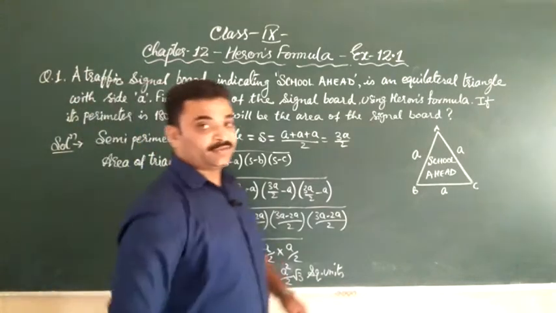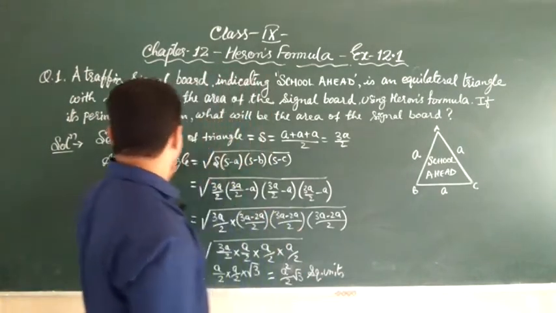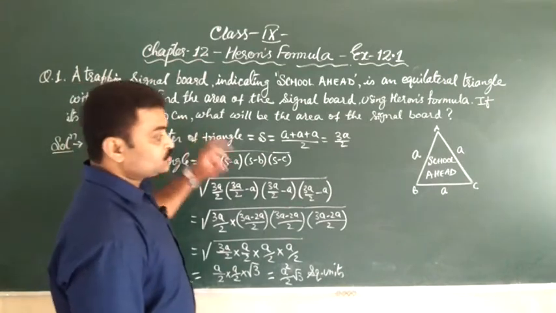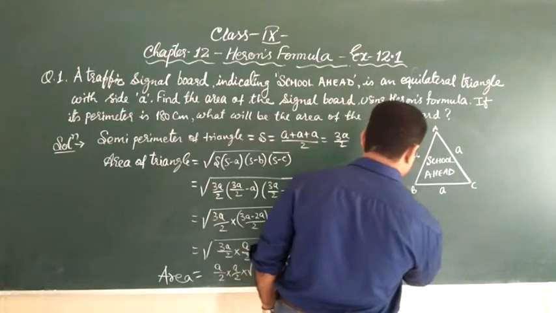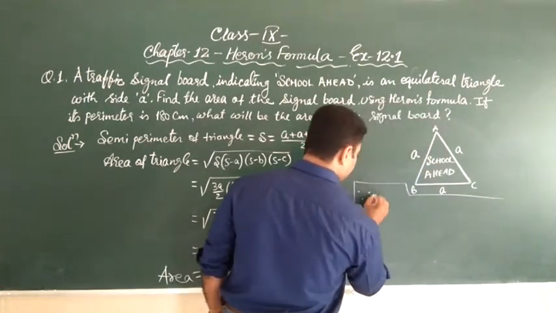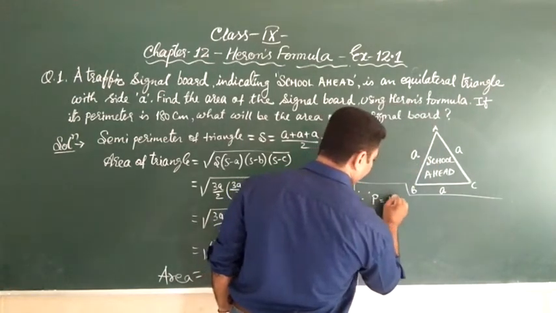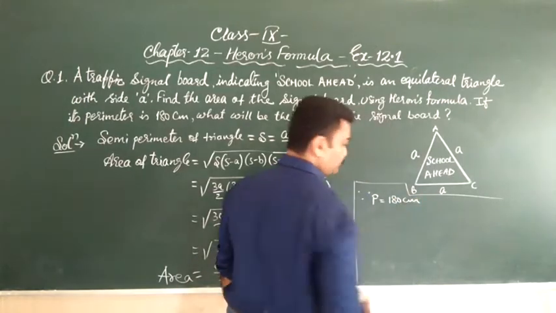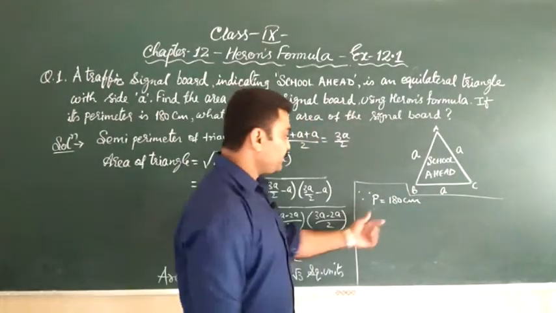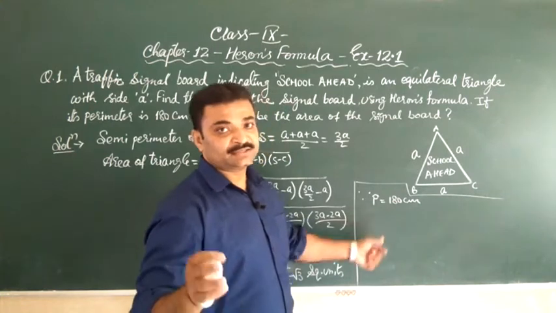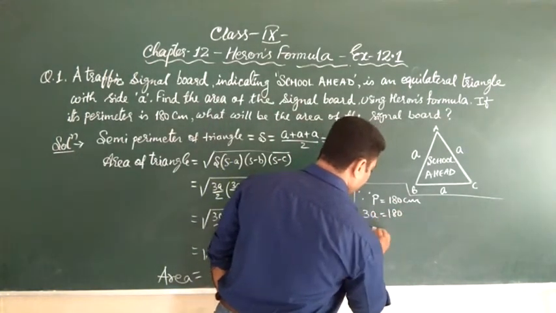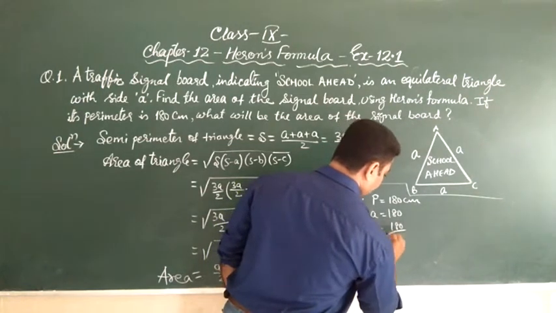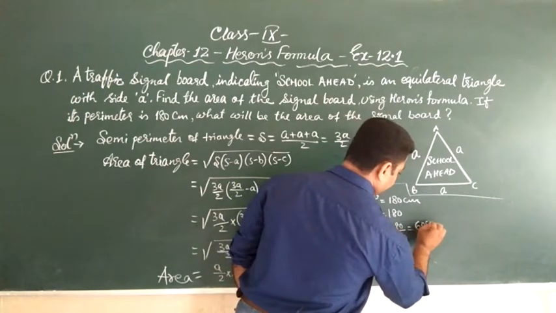Now we have been given the perimeter is 180 centimeter. Since the perimeter is equal to 180 centimeter, it is given. Now the perimeter is A plus A plus A, that is 3A. So 3A is equal to 180 centimeter, or A is equal to 180 upon 3, which is equal to 60 centimeter.